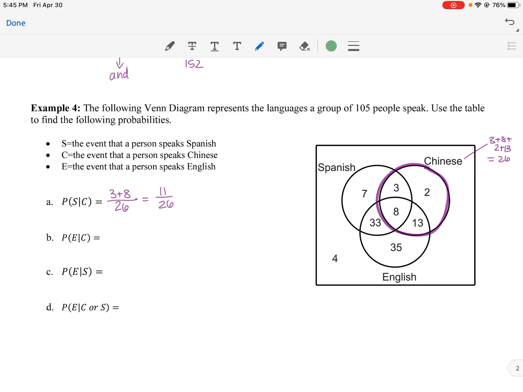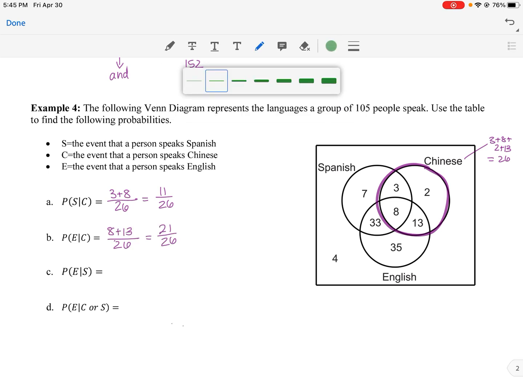Okay. As I look at the next one, similar idea, so maybe I'll actually stay in purple. But this time I'm looking at just who does English, which there's 8 and an additional 13, right? It's just these two that have the overlap out of 26. So we get a total of 21 out of 26.